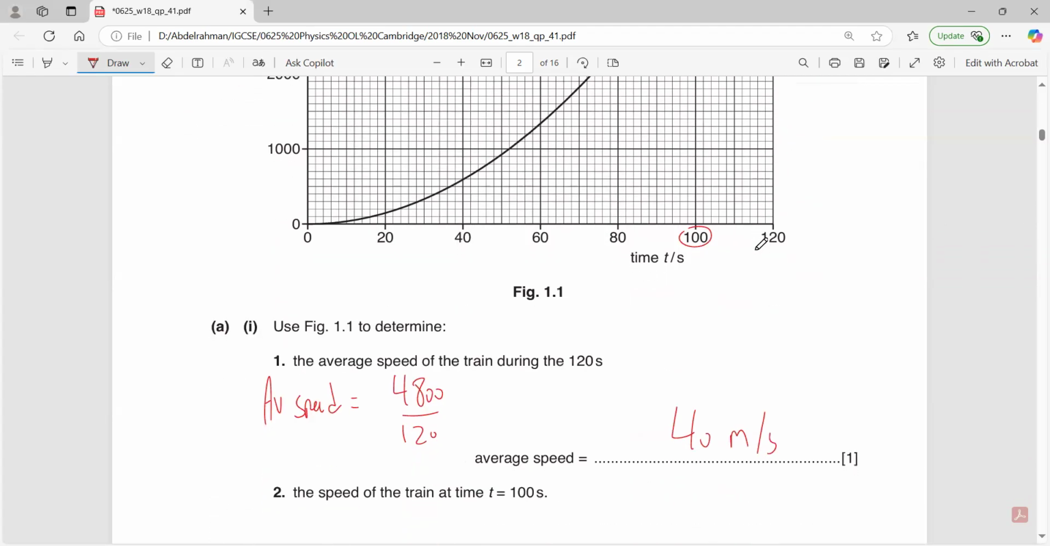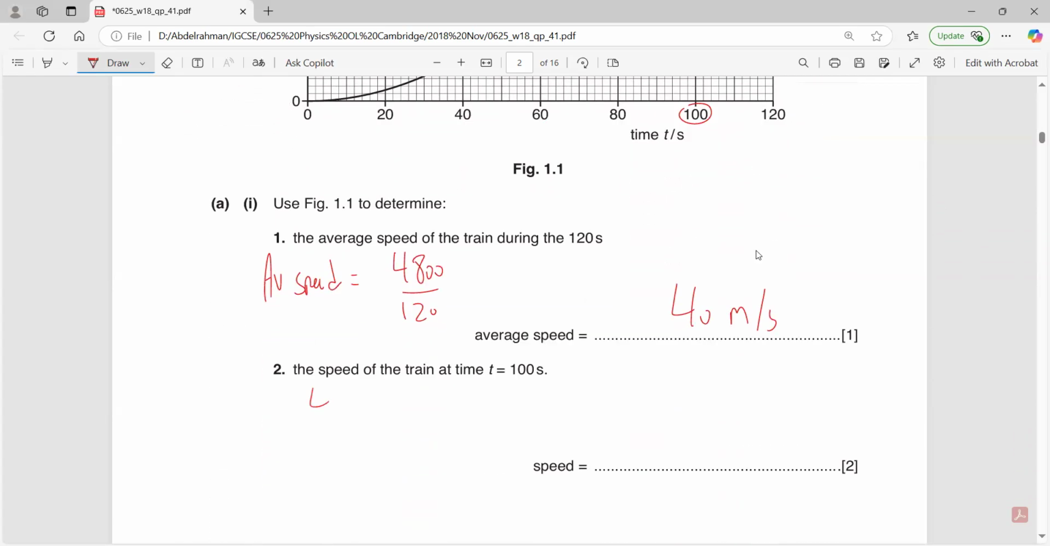So y2 minus y1 over x2 minus x1, 4,800 minus 3,600 over 120 minus 100. This would give you an answer of 1,200 over 20, which is 60 meters per second. 60 meters per second. Easy.